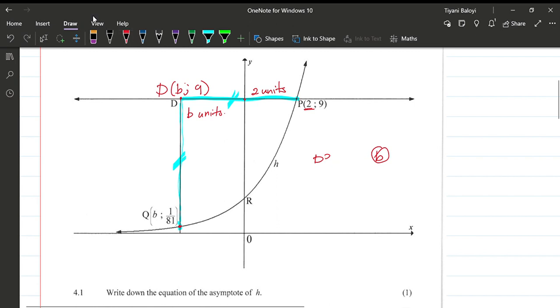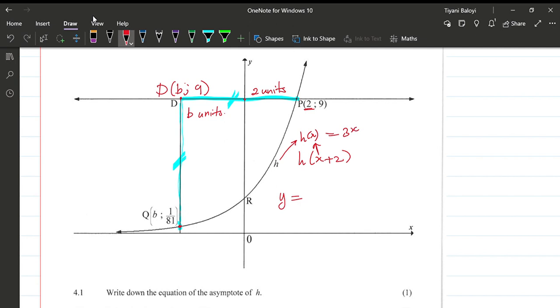Let's go back to our equation, right? So it says h of x plus 2. Our original function is just h of x, but now you have replaced that x with x plus 2. So instead of having 3x, you will have 3 to the power x plus 2. That's what you have, right?